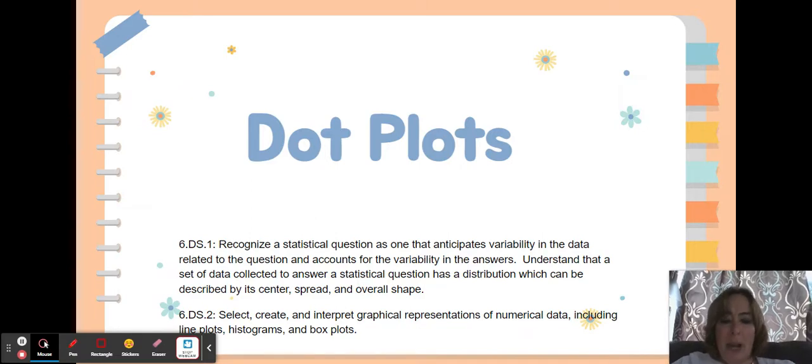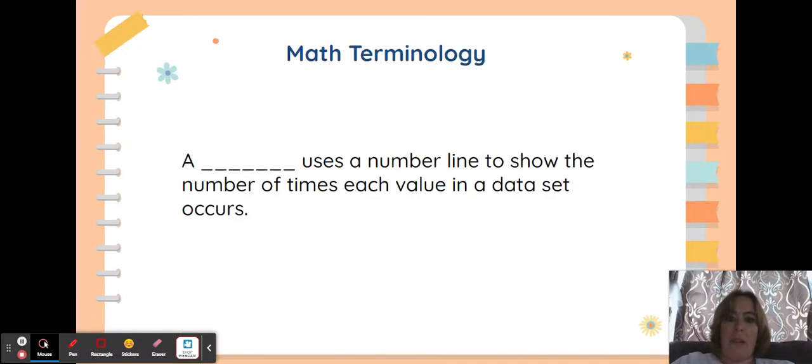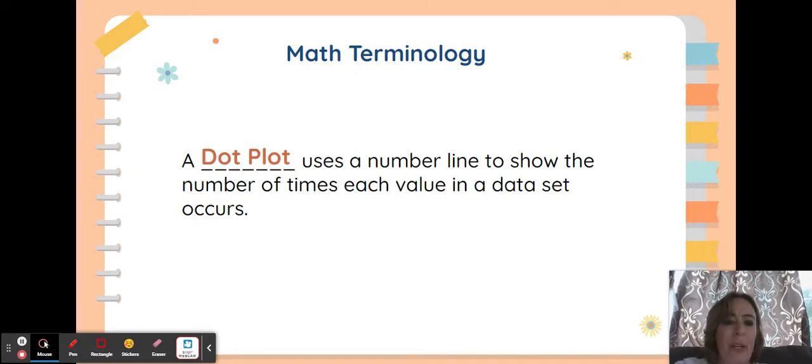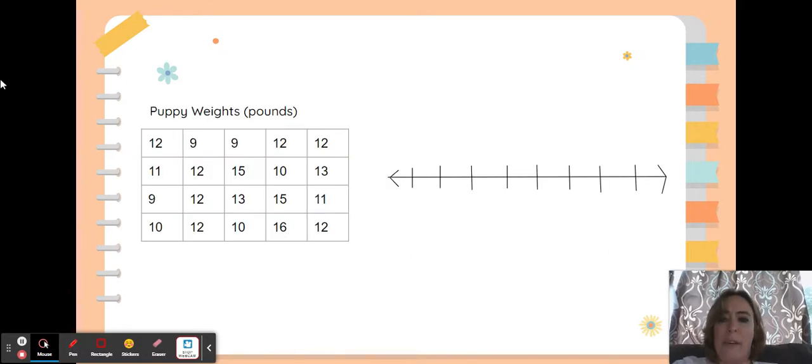Today we're going to be talking about dot plots. Okay, first off, we need to know our math terminology for this lesson. A dot plot uses a number line to show the number of times each value is used in a data set. Okay, so here's an example.